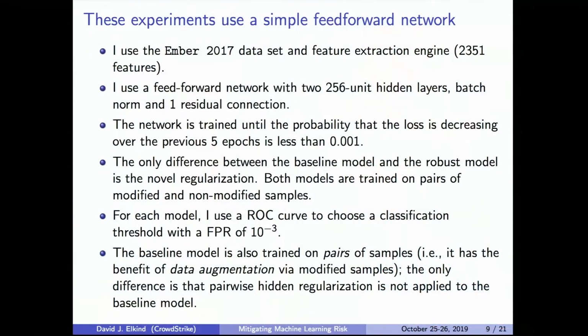So the experiment's really simple, right? Take the EMBER 2017 data set, build a very small network, right? 256 hidden units, 1 residual connection, not a fancy network. Train it until an early stopping condition triggers, and then just compare the baseline model, where we do not apply regularization, to the robust model, where we applied this novel regularization method. Both models will train on pairs of modified and non-modified samples, so they both have the data augmentation effect present. Whenever we need a classification decision, I used a ROC curve to pick the FPR at 10 to the negative 3, and that's our cutoff, right? We want to achieve a good trade-off between false positives and true positives.